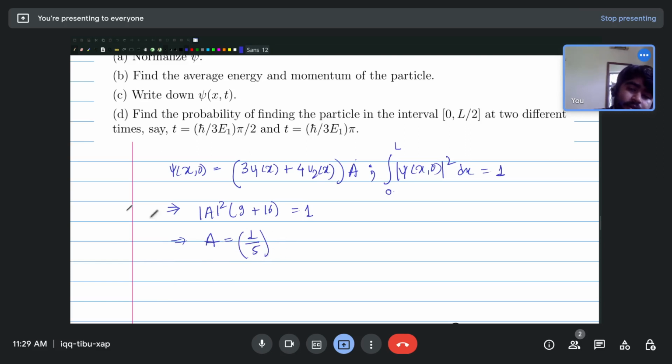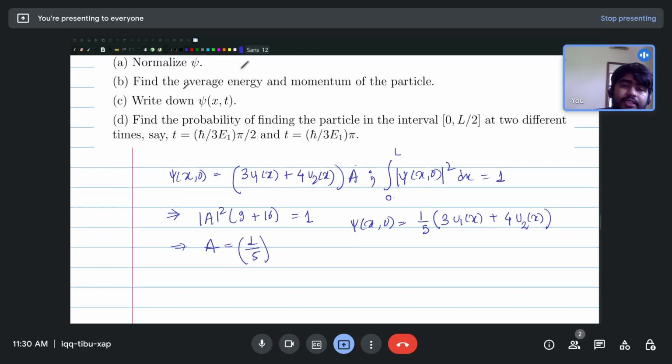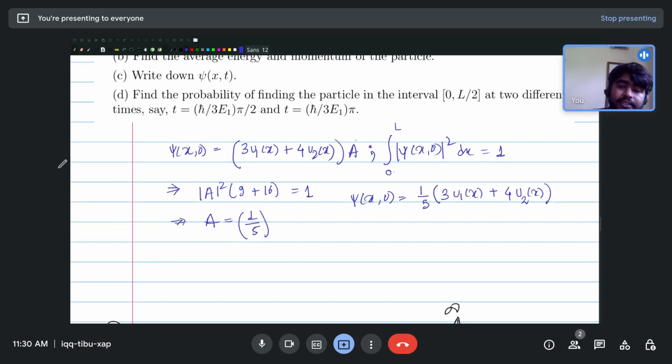The normalized wave function at time t is given by 1/5 times (3u1(x) plus 4u2(x)). This is what the normalized wave function is. So you can find the average energy and momentum of the particle. Finding the average energy is also pretty easy. This is part A. Let me just arrange this a little bit.